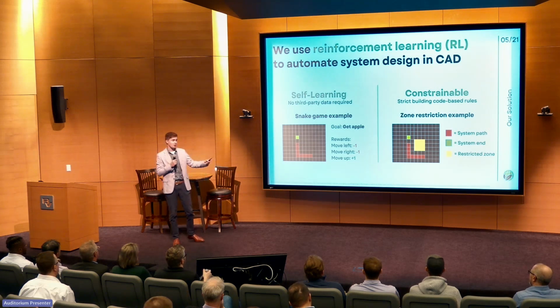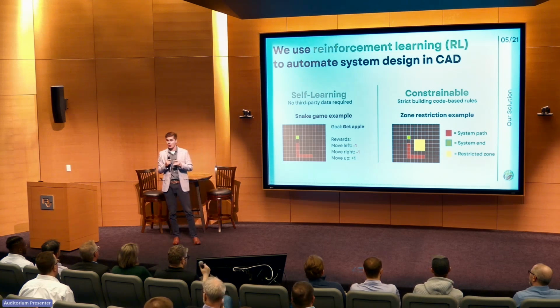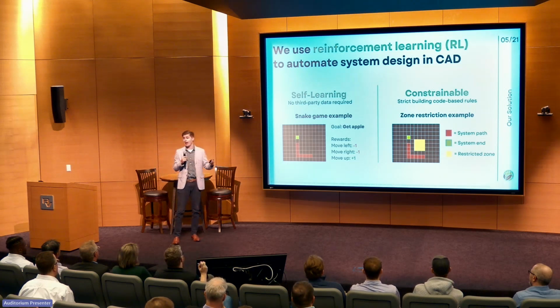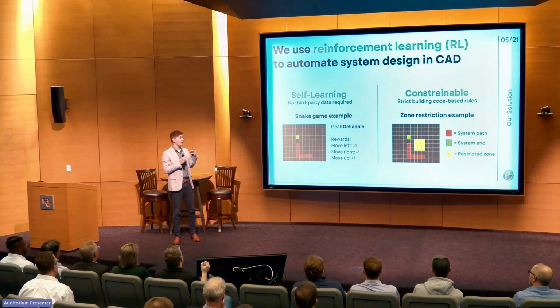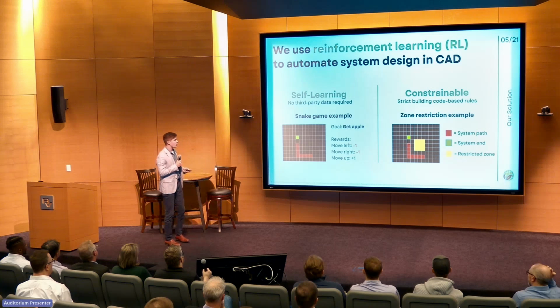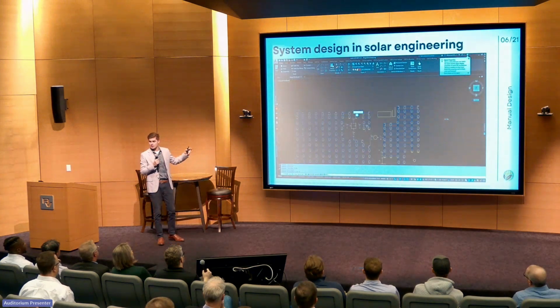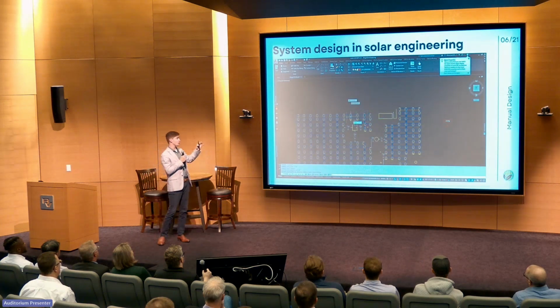Second, it's completely constrainable, meaning we can add all of that code compliance, and the engineering model is not a black box. We can physically restrain the model from doing things that would break code. So with both those things in mind, you can kind of see the parallels of the snake game to solar engineering, which is a form of system engineering here.